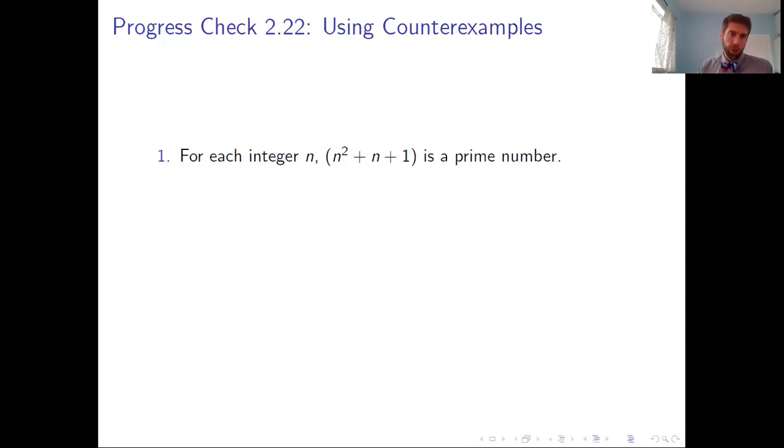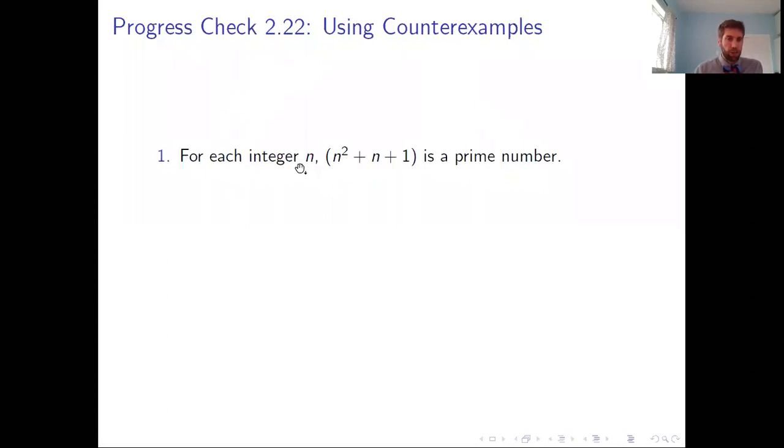This is part 4 of section 2.4 for Introduction to Proofs. We are now going to do the last two progress checks. So progress check 222, using a counterexample. Here we have a sentence: for each integer n, n squared plus n plus 1 is a prime number. So that's saying it's true for all integers n.